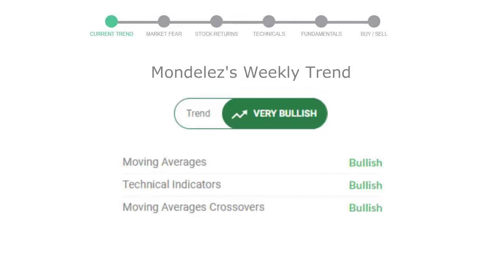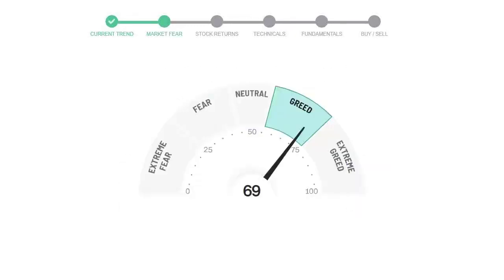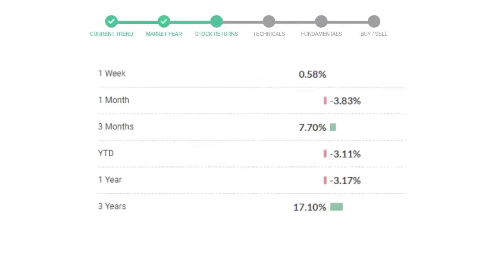Today's market fear and greed index is 69, which is indicating greedy emotion in the public sentiment. We usually look at this indicator to make our buy or sell decisions better. Mondelez gave 0.58% returns in the last week, negative 3.83% in the last 30 days, and 3 months' returns are 7.70%.